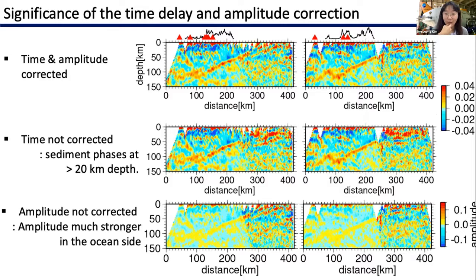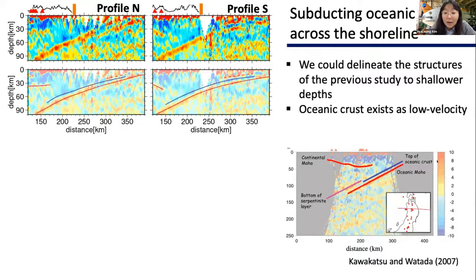crossing the shore with the receiver function image. There is a famous study, Kawakatsu and Watada, that discusses the receiver function image in this region, and we could extend this image to a farther, shallower part, like these profile N and S images that you see on the top left. The black curves are the positive topography, meaning it's land. The right part of the orange vertical line is where we have the ocean. So the first implication of our study is that we widened the imaging region that has not been imaged with receiver functions before.